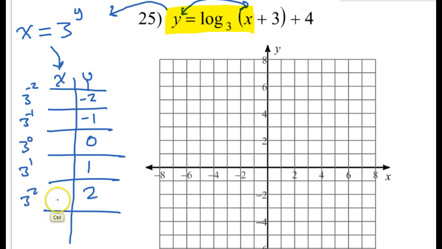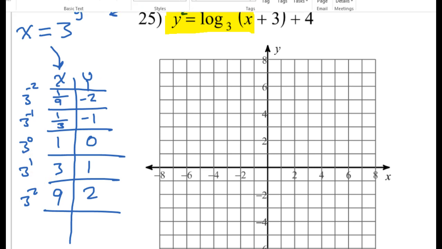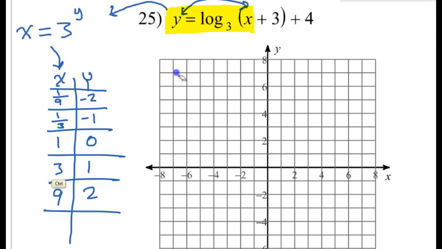My recommendation is start from the bottom and work your way up. 3 squared is 9, 3 to the 1 power is 3, anything to the 0 power is 1. And then these two will just be the reciprocals of the bottom two every single time. So that's the parent function. Please understand that a logarithmic function has a vertical asymptote. So the y-axis is the vertical asymptote at first.